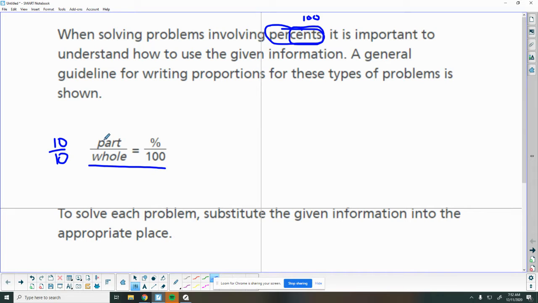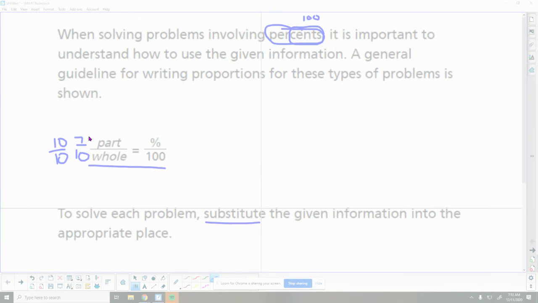And then the part that you have, so if I only got 7 out of 10 on the test, the part I got correct is here. The whole test is on the bottom. So notice the parts that I have line up, the wholes line up. The test lines up, or whatever you have lines up, and the percent lines up. So everything has to be connected to the right thing here. So we're going to take a look at a couple problems and substitute the information in to the right place here. So actually, let me go ahead and grab a picture of this part right here so we can substitute that in the right place.